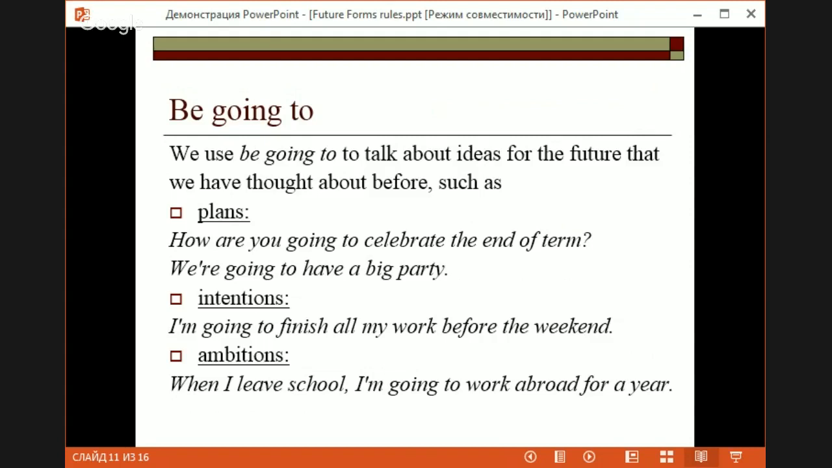Like I'm going to have, I don't know, some potatoes for lunch. I just thought about this. I haven't even cooked it yet. Or I'm going to buy a house one day.